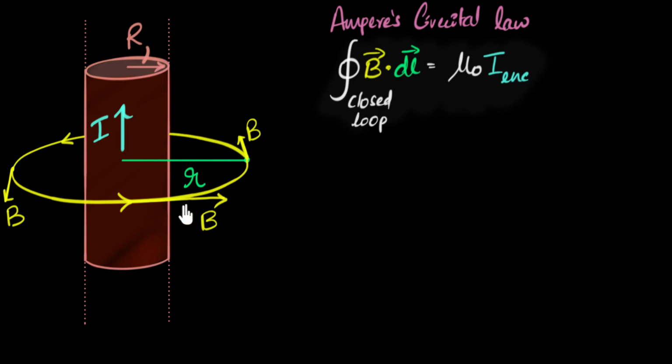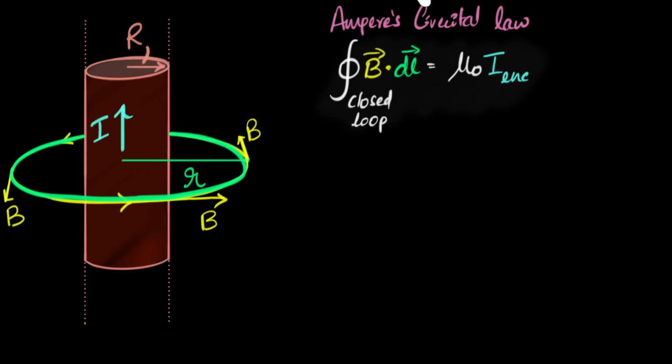So to take advantage, maybe you have guessed it, let's choose a circular loop itself. And we call this an Amperian loop, whatever loop you are choosing. So let's choose a circular loop of the same radius r.